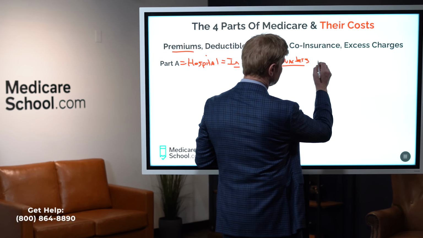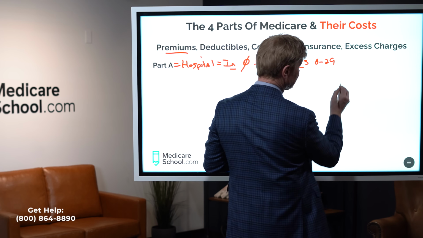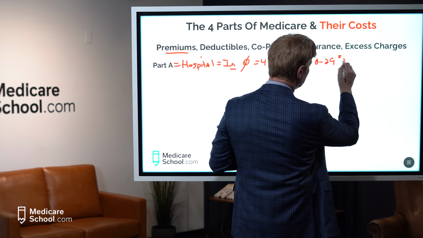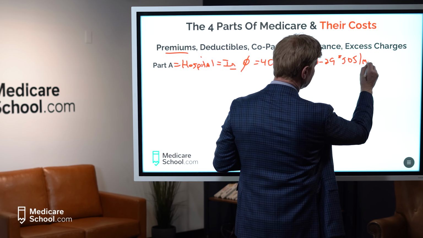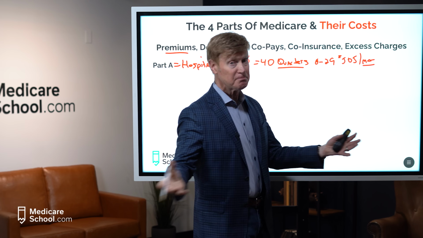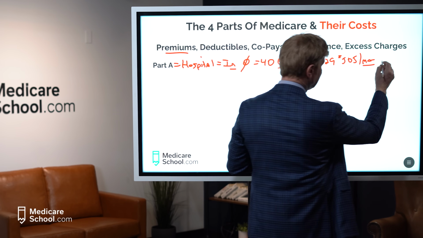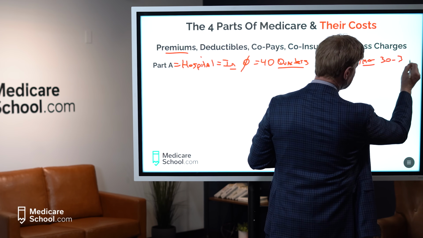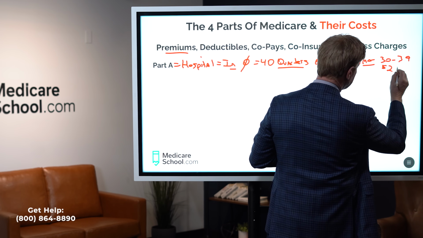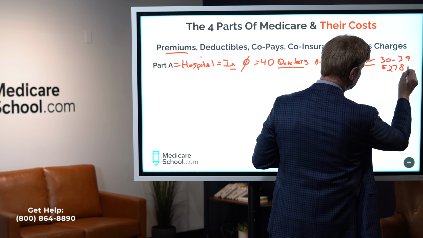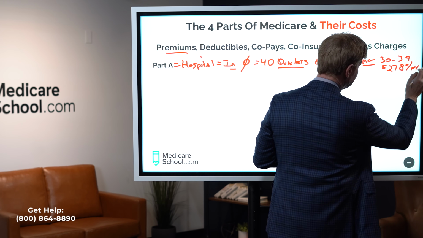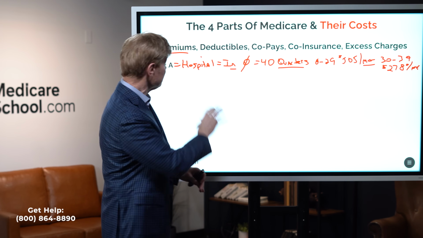So the way that works is Medicare says anyone that has 0 to 29 quarters this year will pay $505 a month for their Medicare Part A. There's some people that have to do that. If we have anywhere between 30 to 39 quarters this year, Medicare Part A premium is going to be $278 on a monthly basis. Okay, so that's the premium for Part A.